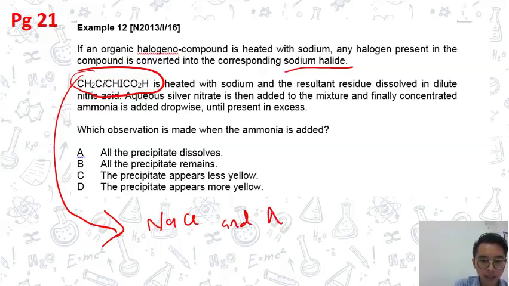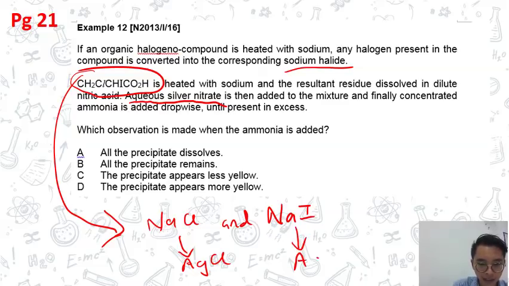NaCl and NaI. Then you add aqueous silver nitrate. So all these are salts. This is a Cl minus salt and I minus salt. So therefore, if you add aqueous silver nitrate, you are going to form AgCl and AgI on addition of silver nitrate.